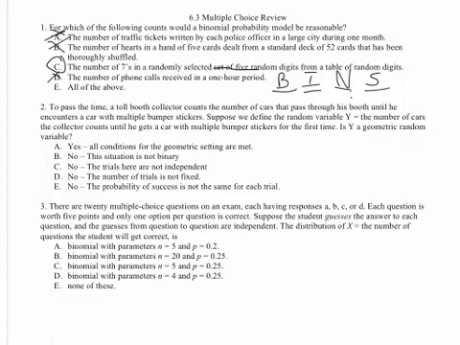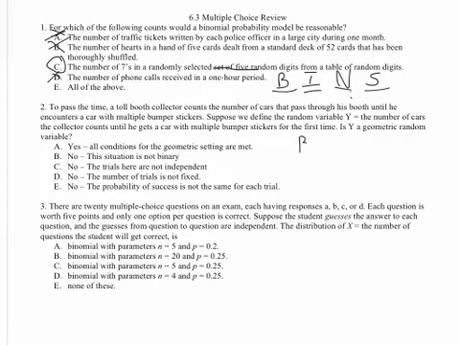Number 2, to pass the time, a toll booth collector counts the number of cars that pass through his booth until he encounters a car with multiple bumper stickers. Suppose we define the random variable Y to be the number of cars the collector counts until he gets a car with multiple bumper stickers for the first time. Is Y a geometric random variable?